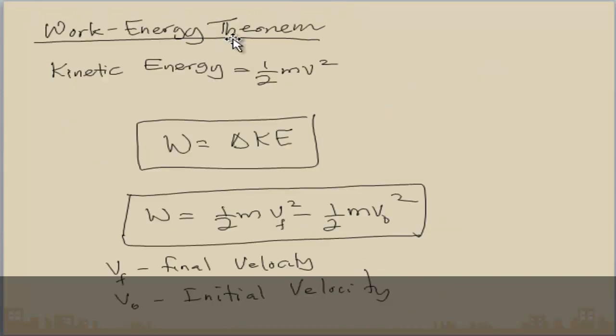Work energy theorem. This is a very useful theorem. Kinetic energy is defined as 1/2 mv squared. M is the mass, v is the speed, and it's measured in joules because it's a form of energy. Work can be negative, but kinetic energy cannot be negative. It's always positive or 0 depending on v.